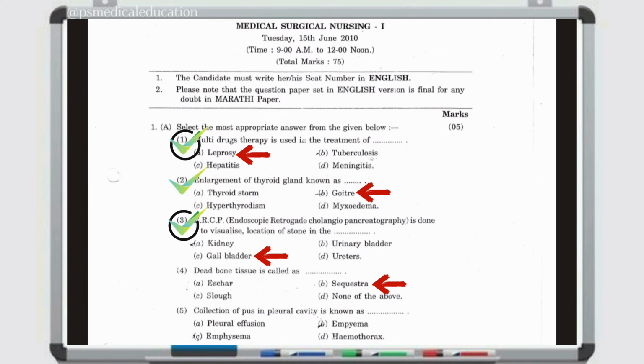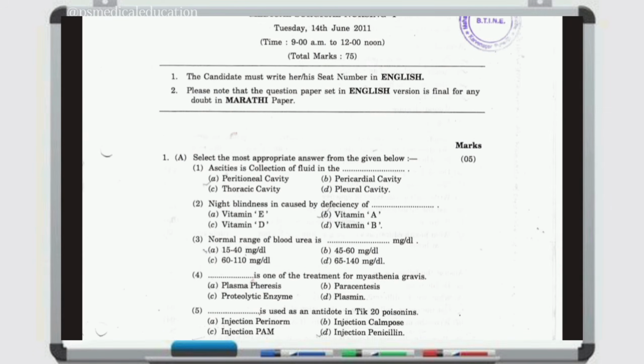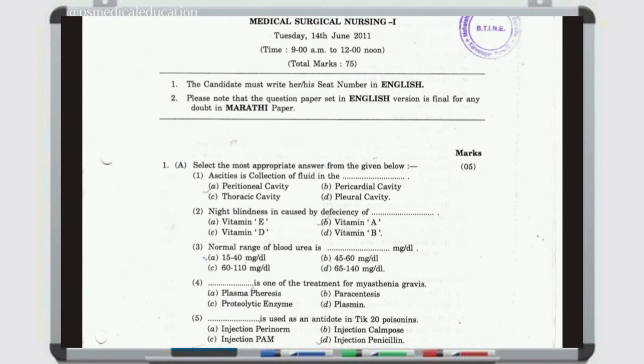Answer is B. Next, collection of pus in pleural cavity is known as empyema. Answer is B. Next, ascites is collection of fluid in the peritoneal cavity. Answer is A. Next, night blindness is caused by deficiency of vitamin A. Answer is B. Next, normal range of blood urea is 60 to 110 mg per dl.